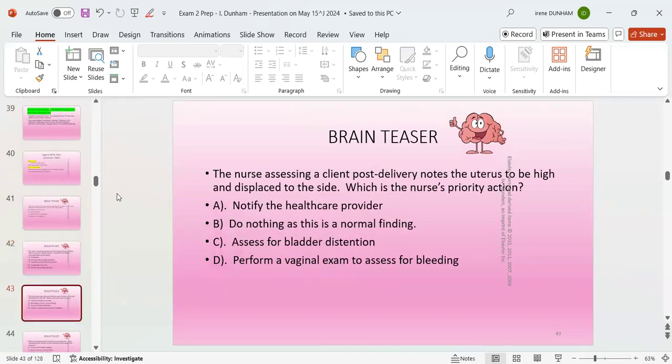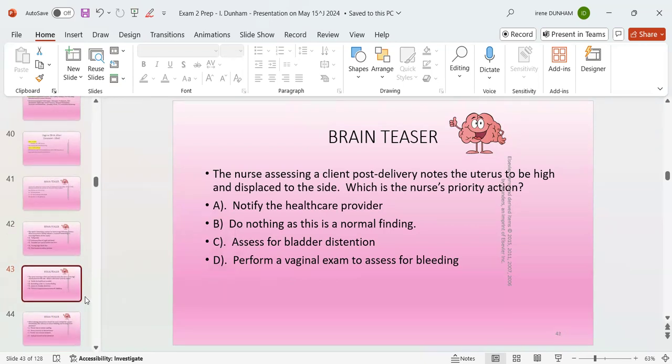All righty. How about another question? The nurse assessing a client post-delivery finds the uterus to be high and over to the side. Remember, after delivery, it should be at the level of the umbilicus and midline. So now you come into the room and see that the uterus is high and displaced to her side. Which is the nurse's priority action? C. Assess for bladder distension. Yeah, C. Good.